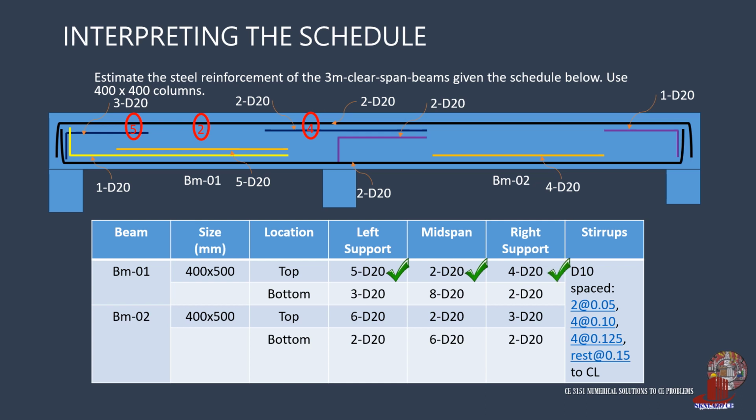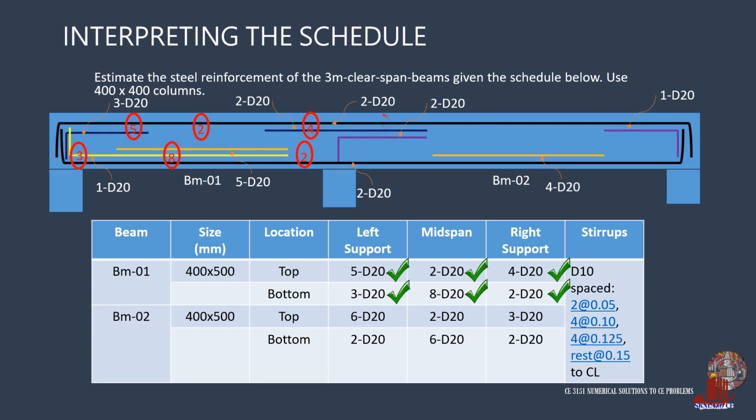For the bottom bars, the left support shows 2 continuous with 1 cut bar, which become 3D20. At midspan, there are 2 continuous, 1 semi-continuous, and 5 cut bars. Those are equal to 8D20 at midspan. Then at the right support, there are just the continuous bars, 2D20.